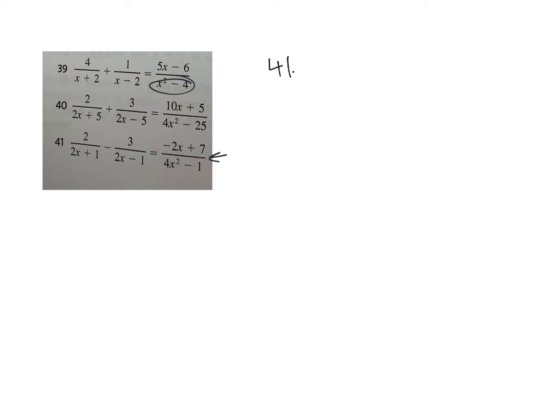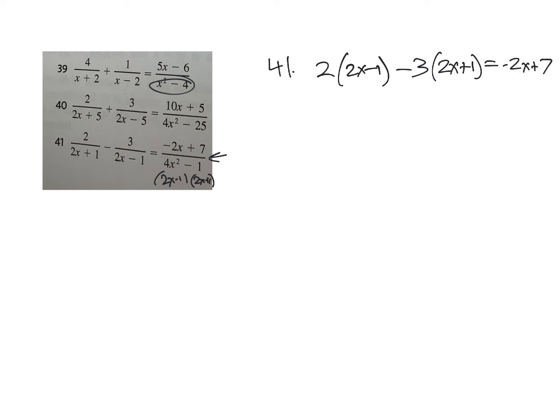So on this one, it's the same thing. I'm not gonna write it all out. So the top is gonna end up being 2 times the 2x minus 1. And the middle one's gonna be 3 times the 2x plus 1. And the right side, the 4x squared minus 1, again, that is your difference of squares, 2x minus 1, 2x plus 1. So those would reduce out, leaving just the negative 2x plus 7 again.